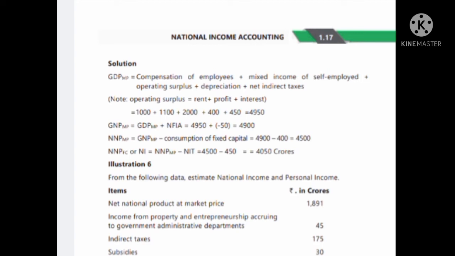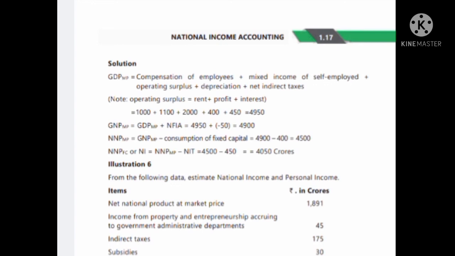NNP at factor cost, which may also be called national income, is equal to NNP at market price minus net indirect tax. As we already know, if you want to find factor cost, you have to separate net indirect tax. Meanwhile, if you want to find market price, you have to add net indirect tax to factor cost. As we are asked to find NNP at factor cost, you have to subtract net indirect tax from the market price. So if you subtract 450 from 4,500, it gives you 4,050 crores.